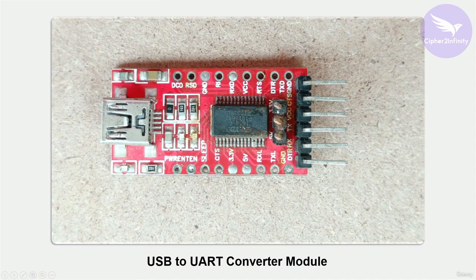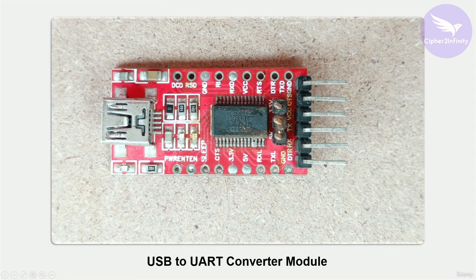Then here you can see there are 3 male headers, and on this side 3.3 volt is written, on this side 5 volt is written. So if you are using a 5 volt compatible device on the UART interface, then these two pins should be shorted. And if you are using a 3.3 volt compatible device on this side, then these two pins should be shorted. So the position of the jumper decides the voltage level of the TX pin on the output side.